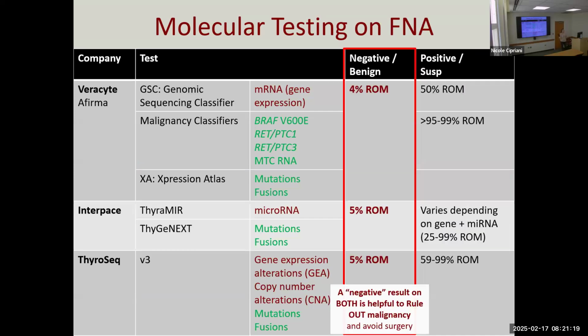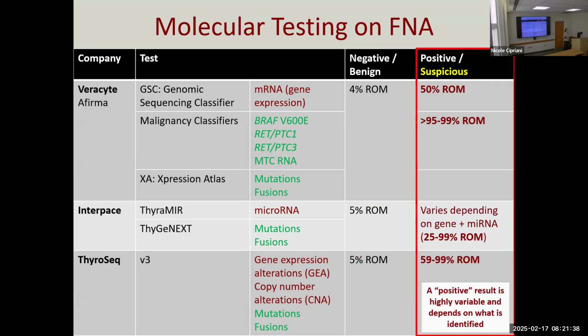If you are negative in both of those arms, this is really, really helpful to rule out malignancy and to avoid surgery. So they cite anywhere between 2, 4, 5% risk of malignancy in a completely negative, which is basically similar to what you'd expect on a benign FNA, very low single-digit numbers. If you have a positive or a suspicious result in any of these categories, your risk of malignancy is highly, highly variable and is dependent on what is actually found.